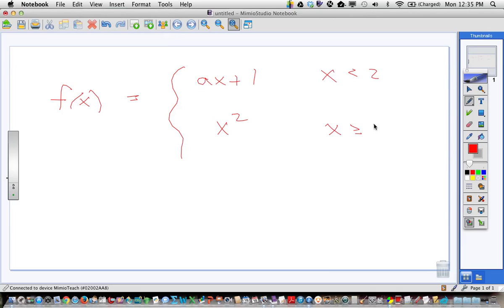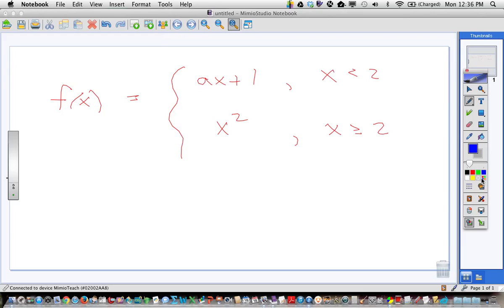And here it's greater than or equal to 2. Okay? On the AP test, in the multiple choice section, they love this kind of problem when it comes to continuous and differentiable functions.